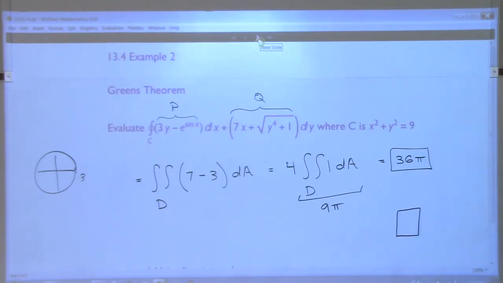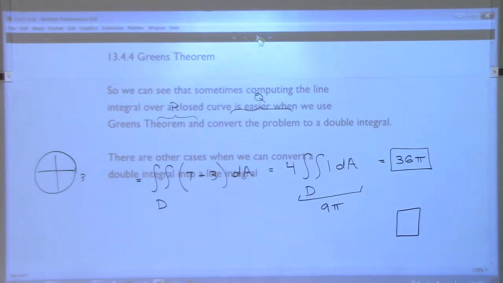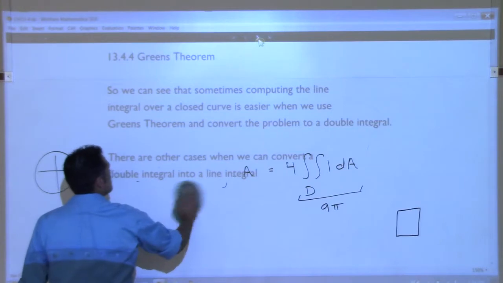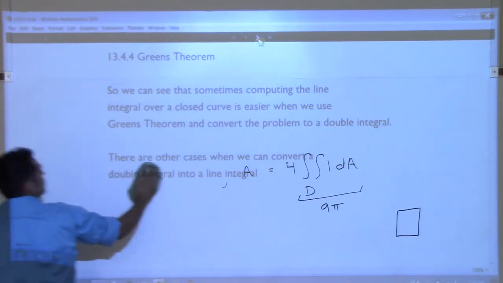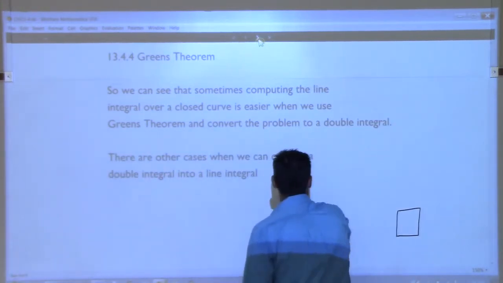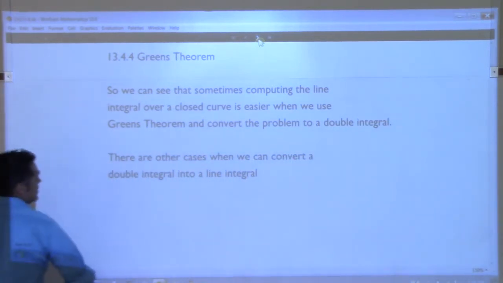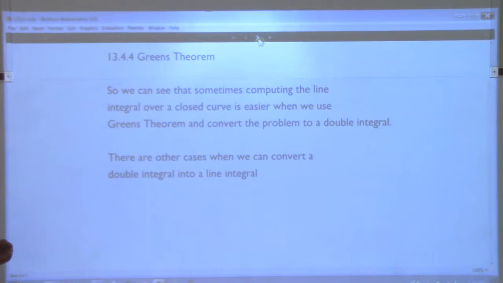All right. So we can see sometimes computing the line integral over a closed curve is easier when we use Green's theorem and convert the problem to a double integral. But there are other cases where we can actually convert a double integral over to a line integral.